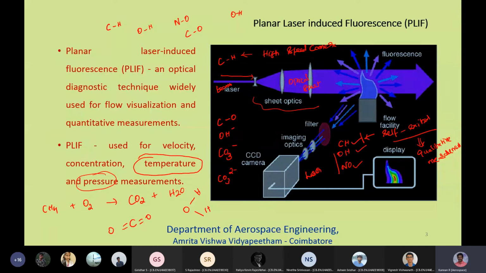Any question on that? This is basically your CCD camera for capturing the refracted light and excited frequency. That passes through the filter and you can capture it. Any questions, sir?